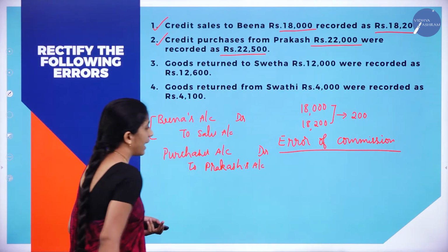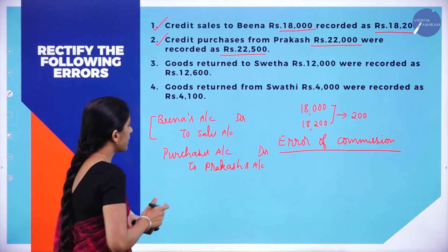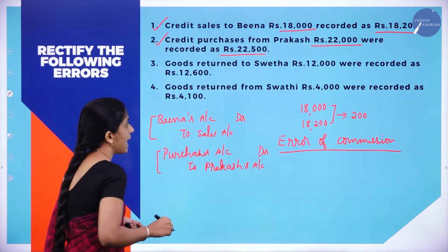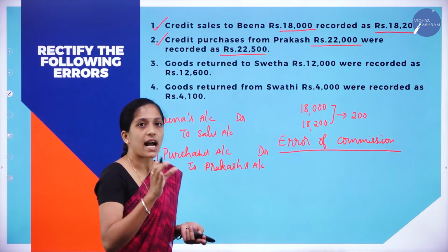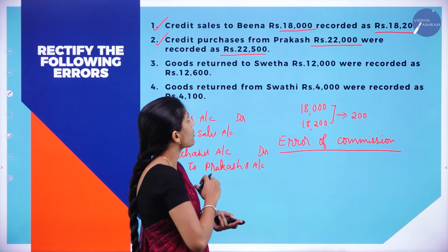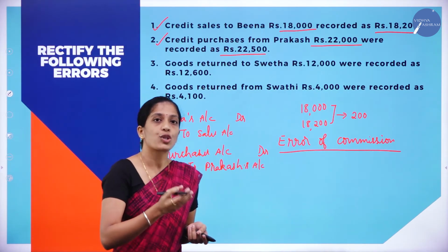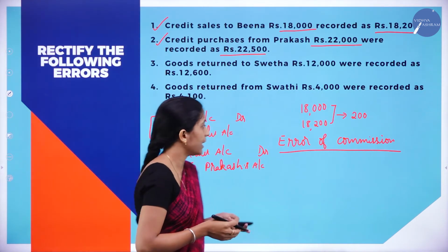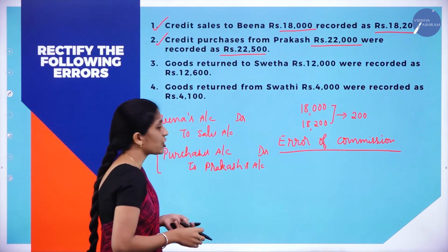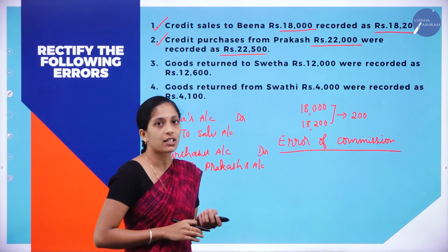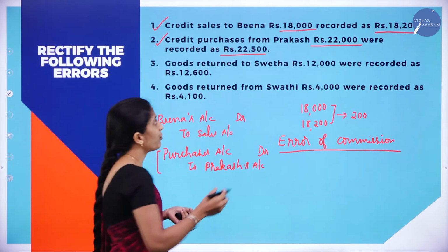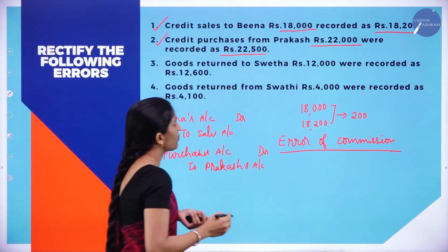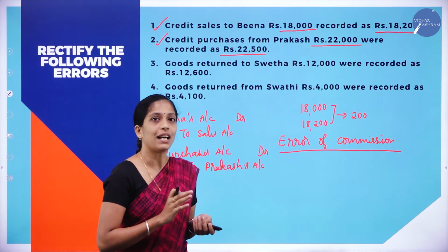To Prakash account. So, this is the correct journal entry. Since they have recorded more than the actual amount, now we have to reduce that amount, right? Reduce to the extent of rupees 500. So, we will reverse that entry. So, your journal entry will be Prakash account debit to purchases account, and what would be the amount? That is 22,500 minus 22,000, that is 500 will be the amount.